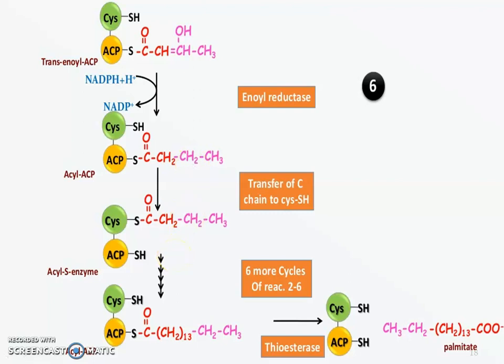there occurs the formation of acyl-S-enzyme by the transfer of the carbon chain to the cysteine SH. Okay, and then 6 more cycles of reactions from step 1 to step 6 occur, where there is formation of acyl ACP, and the product is released by the enzyme thioesterase.